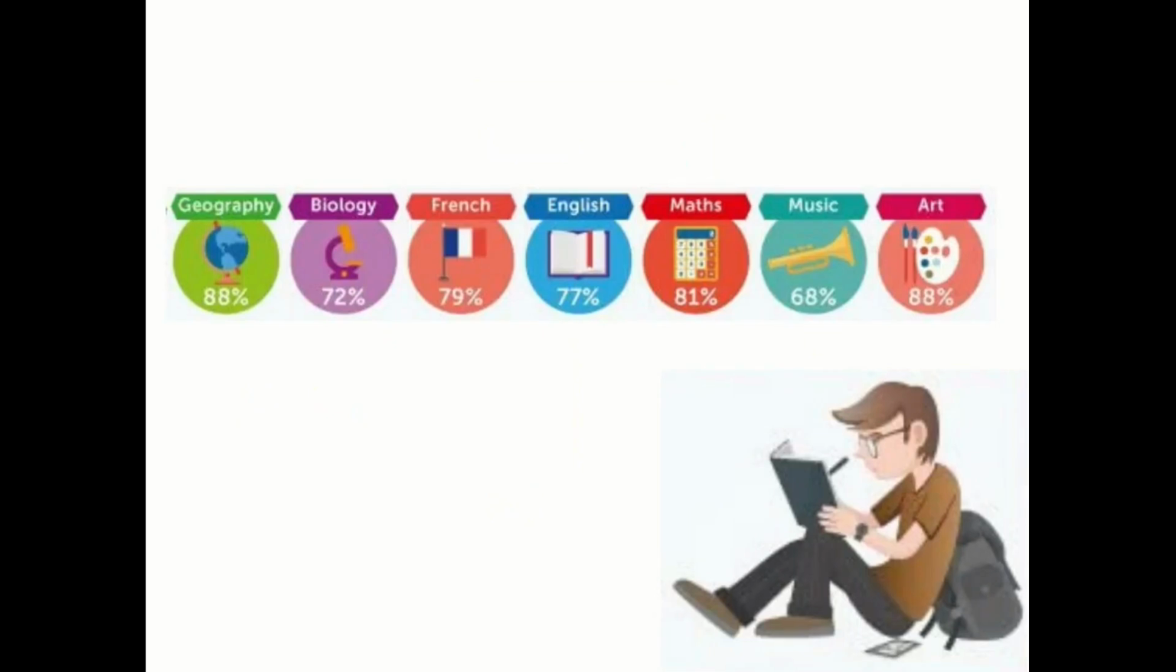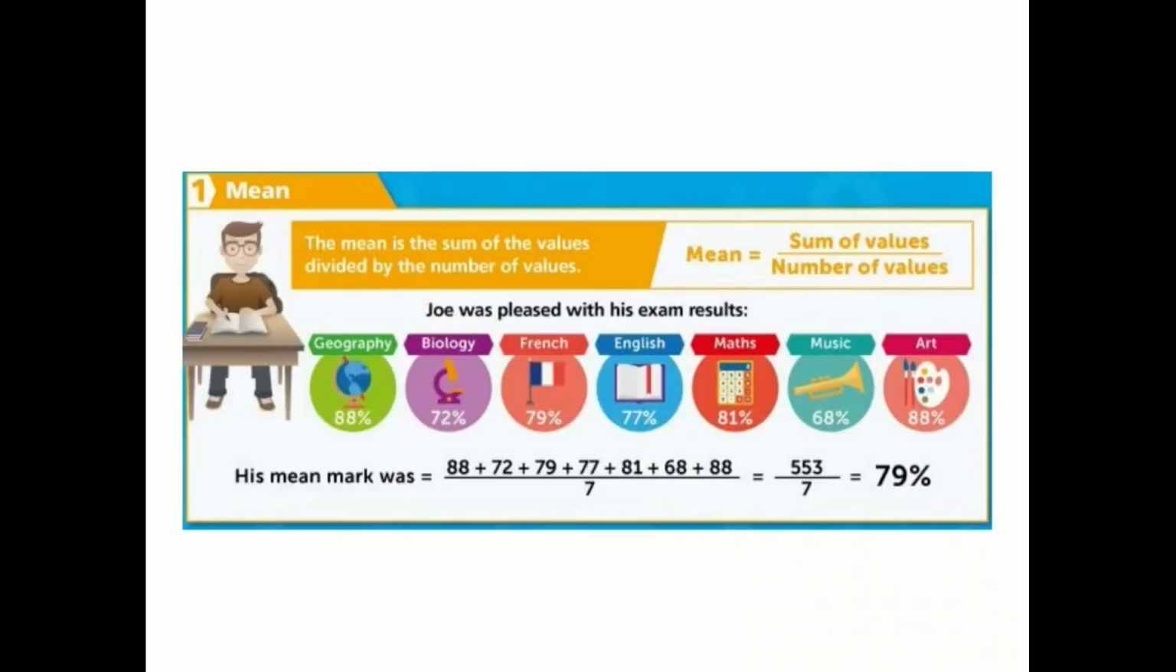When you get test results at school, what's the first thing that you like to do when you've got them all in? I reckon what most of you do is add them all together and divide by the number of subjects that you have got. What you are doing when you do this is finding the mean average. The mean is the sum of the values divided by the number of values you have.